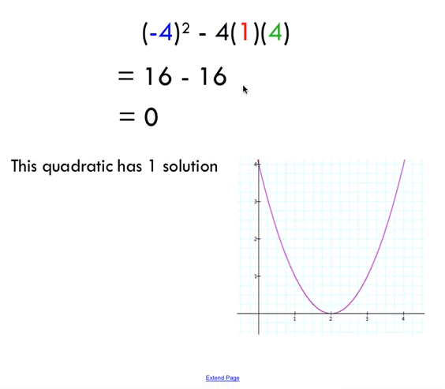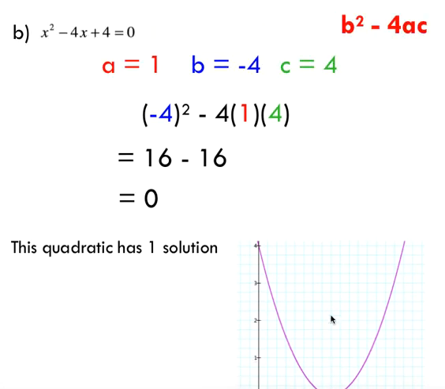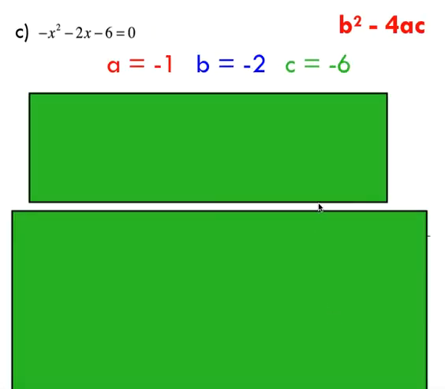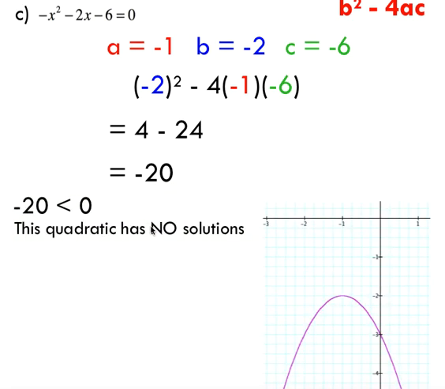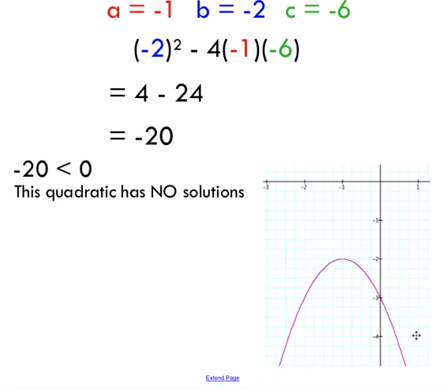And we see that when we look at the graph, this is just a parabola that happens to touch the x-axis at one point. That's your x-intercept right there. There's one x-intercept. Okay. And lastly, this example here, substituting our values into the discriminant, you'll see that you end up getting a negative number, and as a result, you have no solutions. So your parabola does not cross the x-axis.